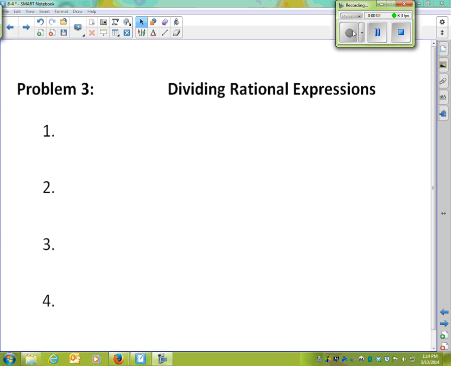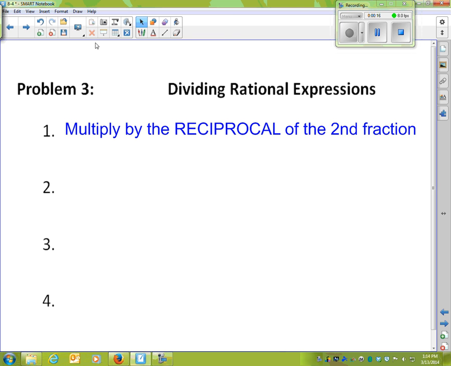This is Algebra 2, Lesson 8.4, Dividing Rational Expressions. We're going to go through the steps and then we'll practice some problems. First off, when you're dividing rational expressions, you need to multiply by the reciprocal of the second fraction. Dividing rational expressions is the same thing as dividing fractions. You're just going to be doing it with binomials and trinomials.